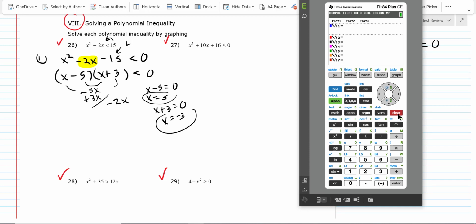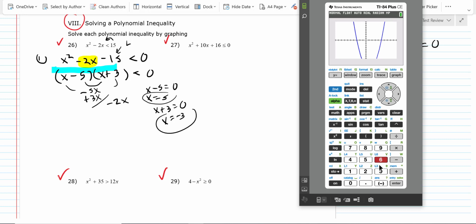So you're going to graph the left side of this equation. You have to start off by making sure one side's equal to 0. So just go to y1 and put in x squared minus 2x minus 15. And just graph it in a standard window. We may have to adjust the window on this, but just go zoom 6 like we've done all semester.